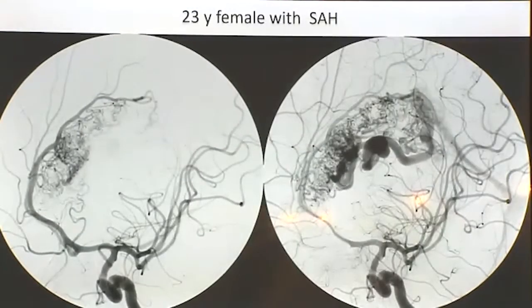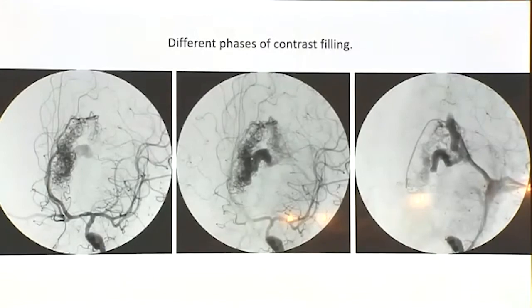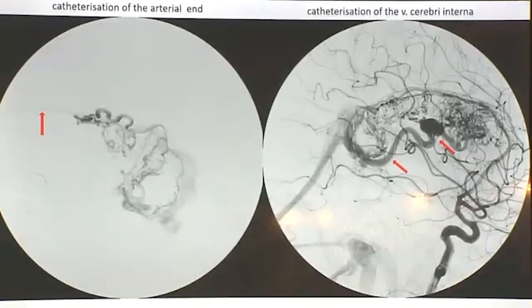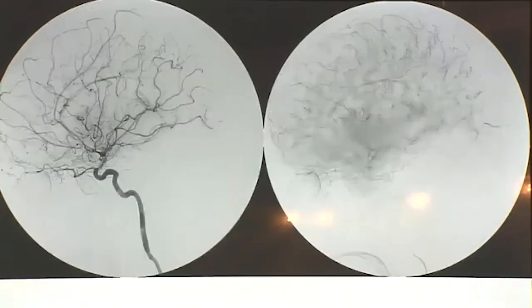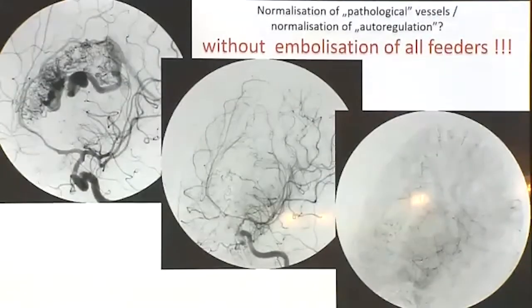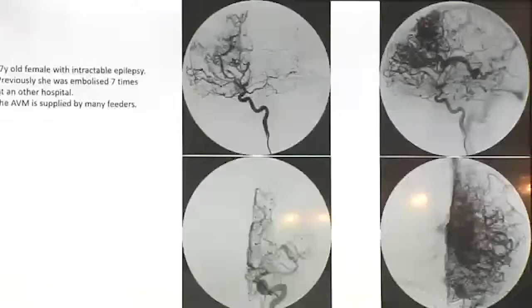The next patient, a 23-year-old female with subarachnoid hemorrhage. You see an intrahemispheric, very long, diffuse AV malformation with many feeders. It's impossible to catheterize all feeders. This is a non-standard projection. Catheterization technique of combined arteriovenous approach and result. So, I think this is incredible. All vessels are normalized without embolization of all feeders.